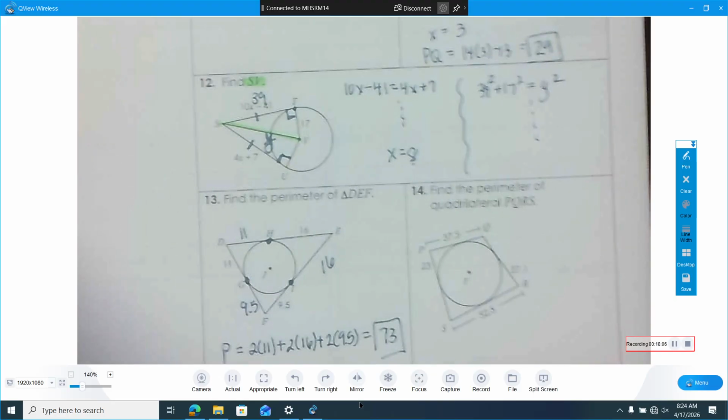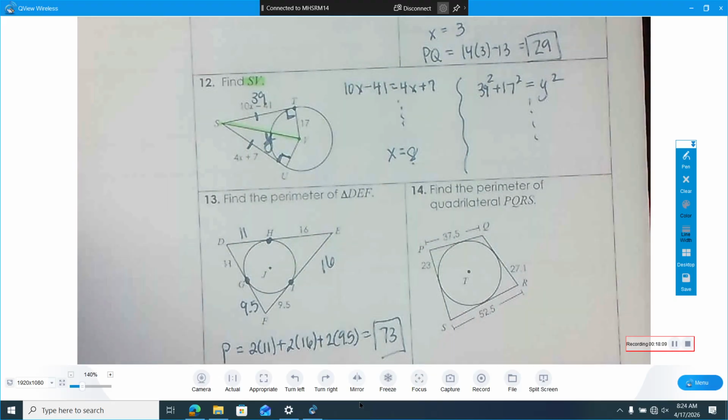Any questions? All right, so look for those right angles. That is the job today.